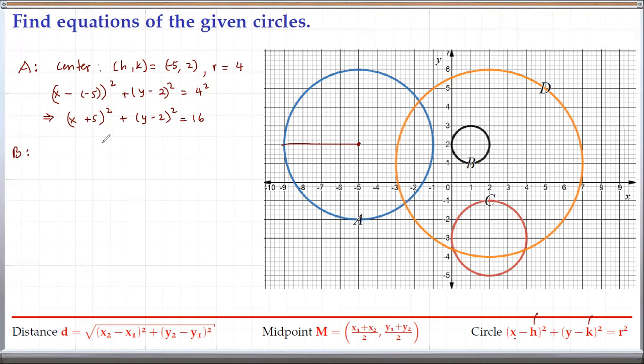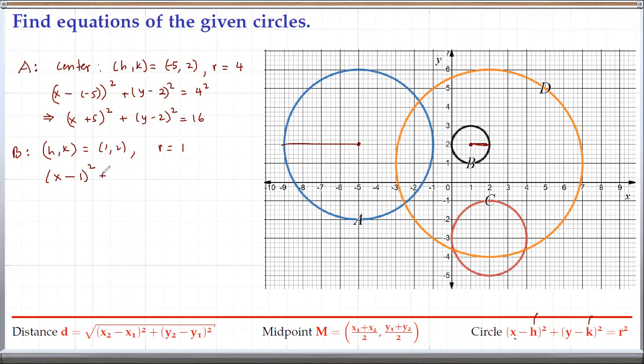Again, the same idea. We simply want to find the center and the radius. The center h, k is this point over here, just by looking at the graph of the circle, which is the point 1, 2. And the radius is the distance from the center to any point on the circle. So we can consider that length, which is just 1 unit. The radius is 1.